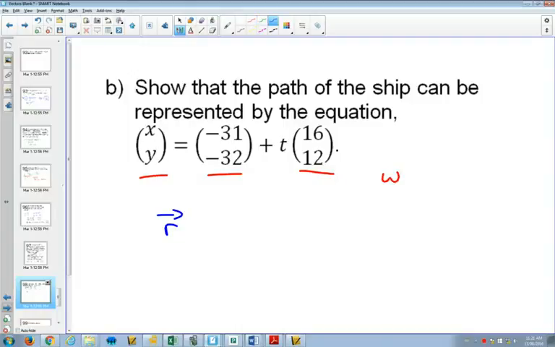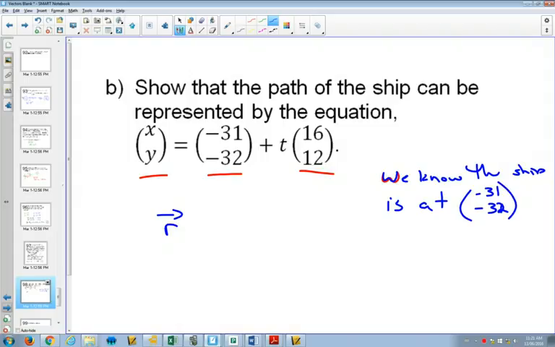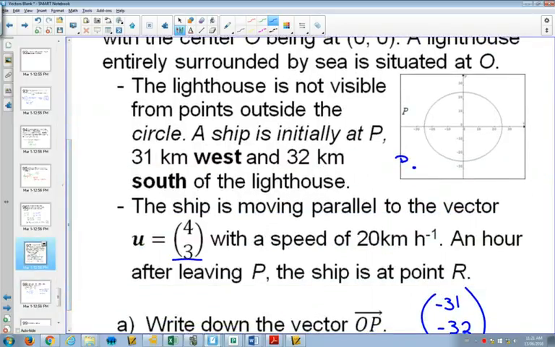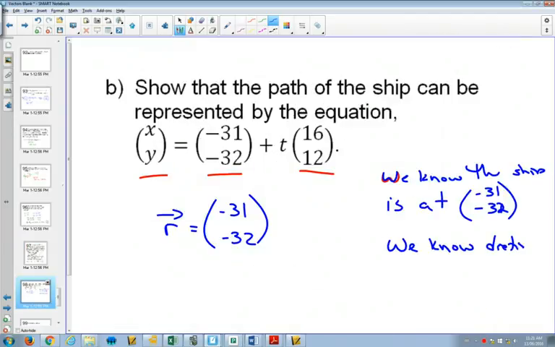What do we know? We know the ship is at negative 31, 32. So we could say for sure that that is a starting point for our line. We know that it's going in the direction, right? We're told that it's going in the direction of 4, 3. The direction is 4, 3 with a speed of 20 kilometers per hour.